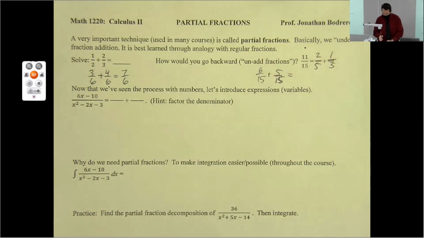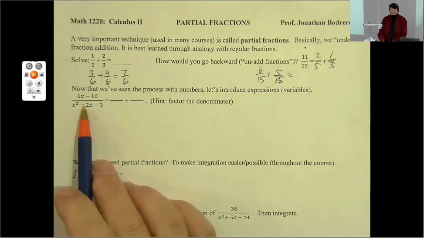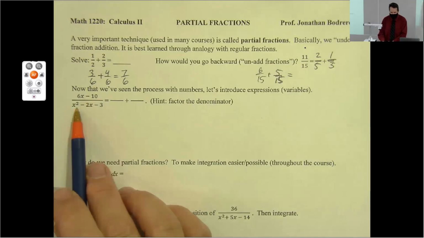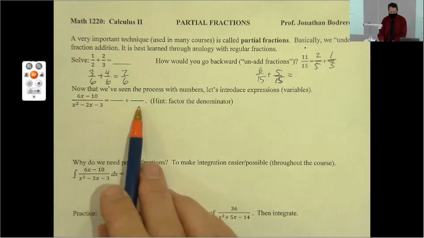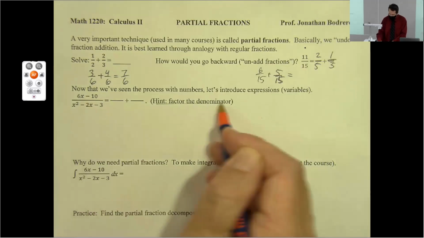All right. So let's try it now. Let's say that we have the quantity 6x minus 10 divided by the quantity x squared minus 2x minus 3. What we're going to do is do partial fractions on this. In other words, breaking down into its fractional parts. Okay? And we're going to give you a hint. Let's first factor the denominator.